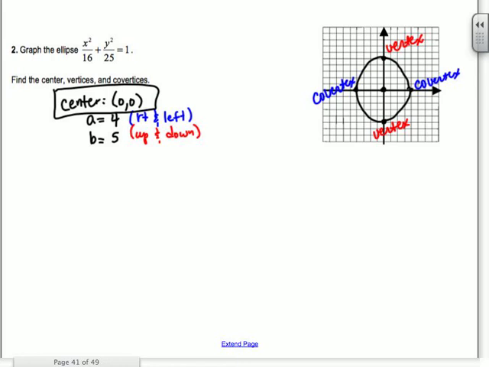Okay, so those are pretty easy to count, right? The vertices, I'll write the plural form. You have one at 0, 1, 2, 3, 4, 5. And 0, 1, 2, 3, 4, -5. And you have co-vertices at 1, 2, 3, 4. So 4, 0. And -4, 0.